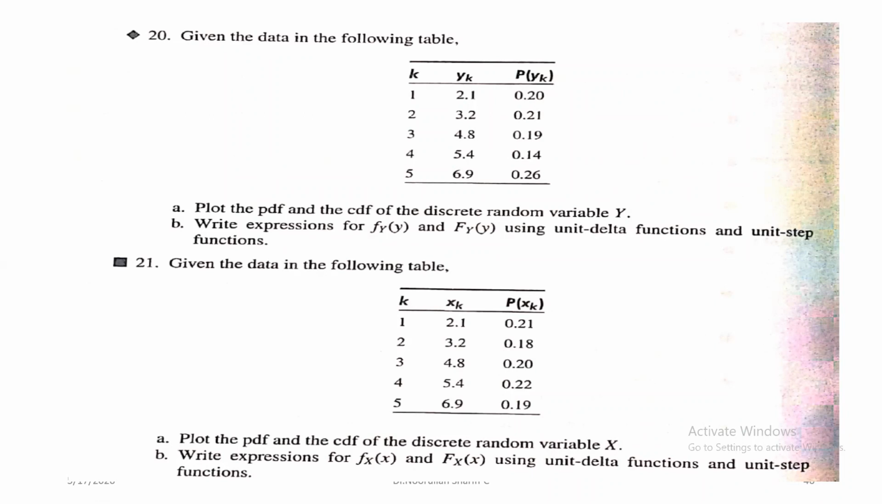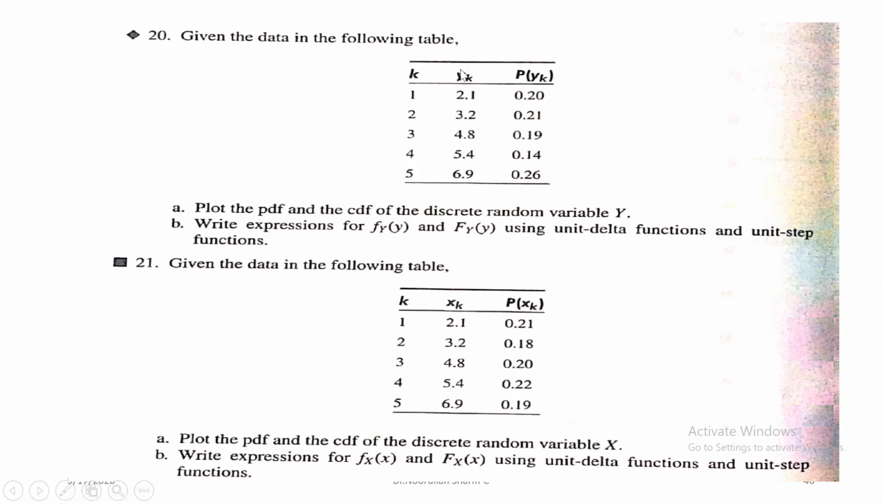So PDF, how do we write? We'll write here as 2.1 δ(x minus 1), 3.2 δ(x minus 2), 4.8 δ(x minus 3), or rather y minus 3, because we are taking y over here, we need to write in terms of y, right? Then 5.4 δ(y minus 4), 6.9 δ(y minus 5).